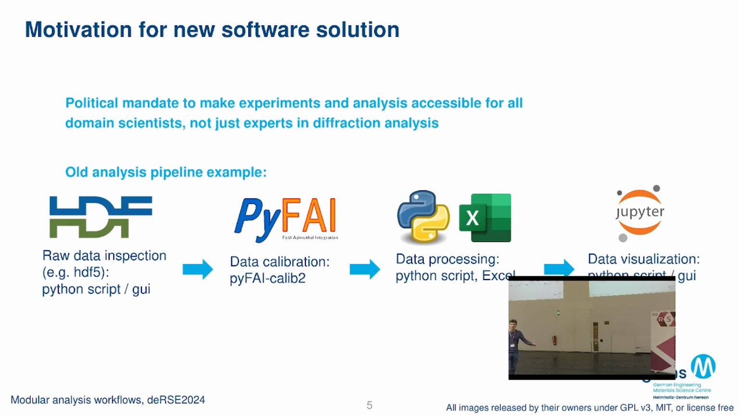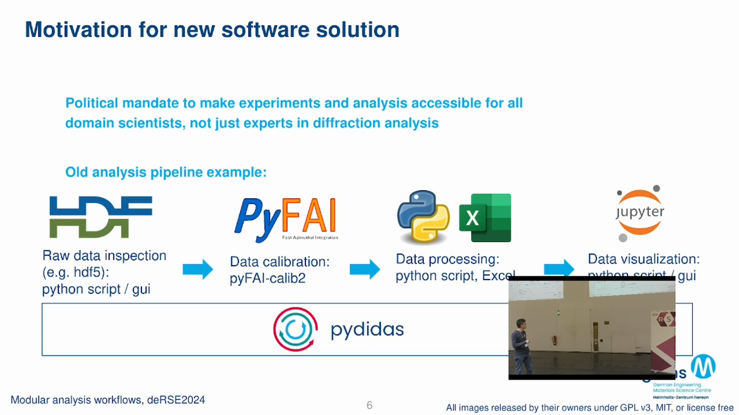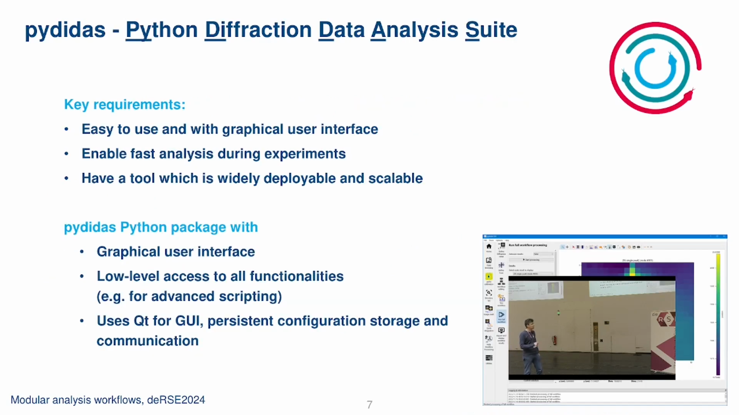The experiments are well covered, but the analysis, this is an old pipeline example. You have to switch back and forth between a lot of tools. A lot of it is also command line specific, which, well, you probably don't care with a software background, but for a lot of users, thinking also biologists, that can be a hurdle. So we developed a new tool called PyDDAS, which integrates all these steps into a single tool with a user interface. PyDDAS is an acronym for Python Diffraction Data Analysis Suite.